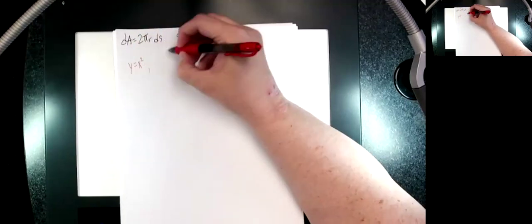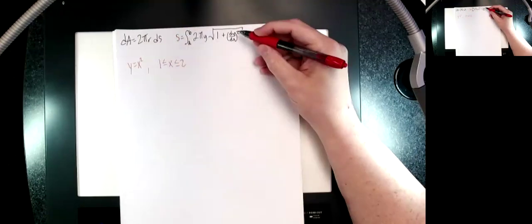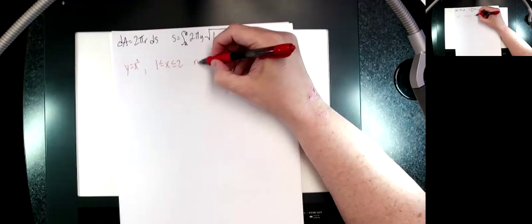So our first example, we're going to do y equals x squared, with 1 less than or equal to x, which is less than or equal to 2. And we'll rotate around y.